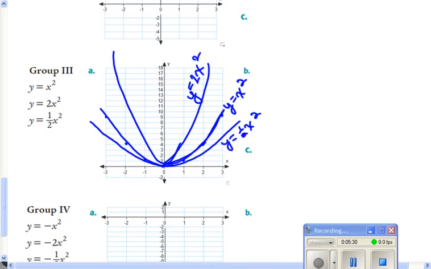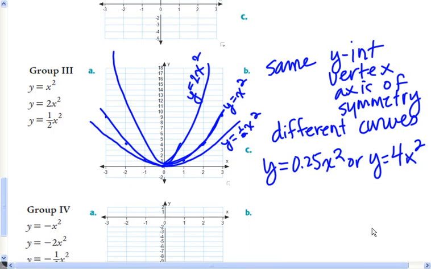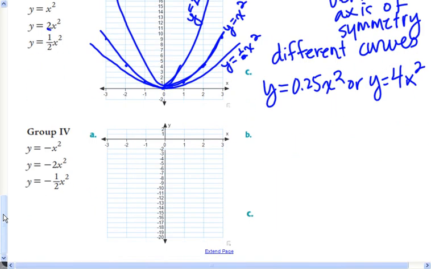So again, the things that were the same were the line of symmetry, which is the equation x equals 0. The vertex of all these is the same, so they all have the same minimum. And the things that are different are that the steepness of the curves changed. So you probably noticed that the number in front of the x squared is changing the curve. All right, we'll do one more here.